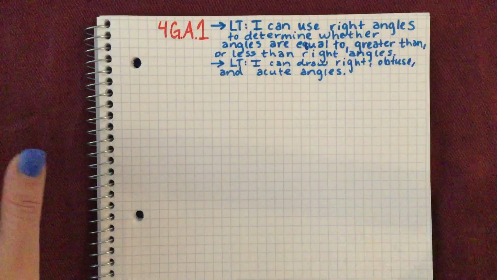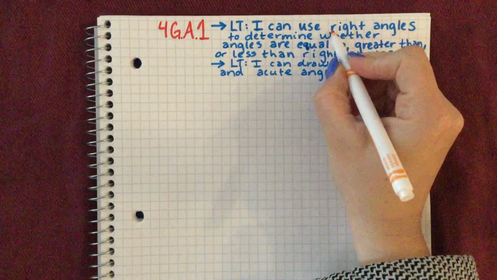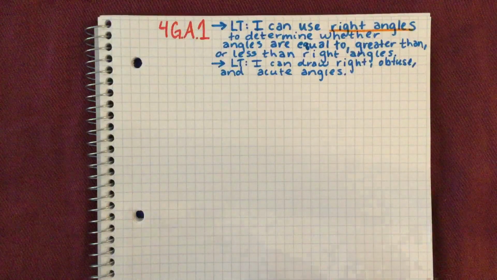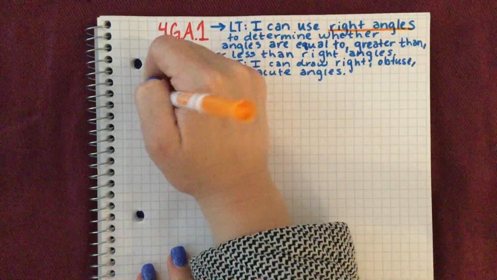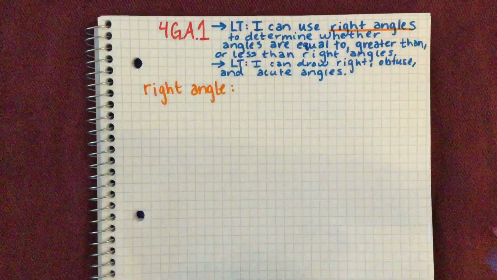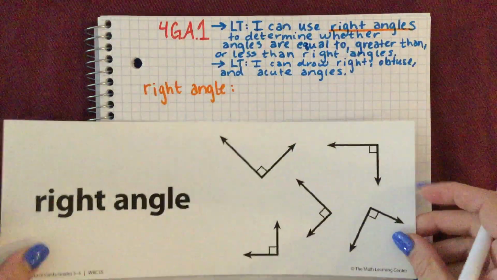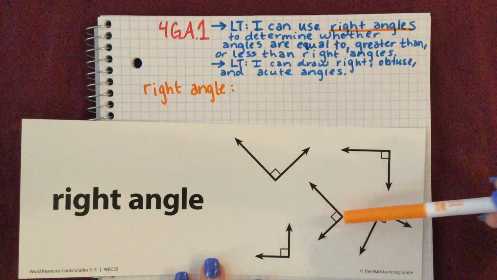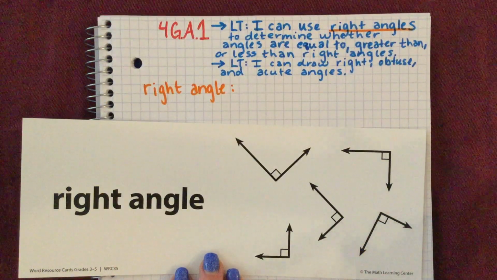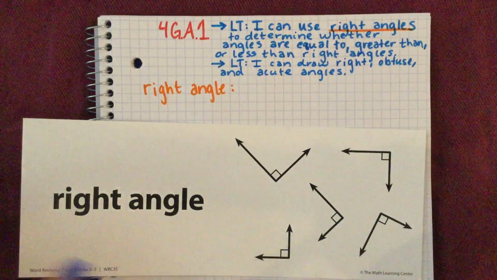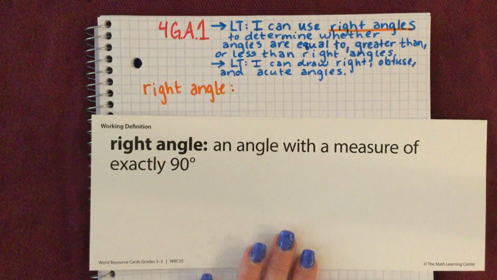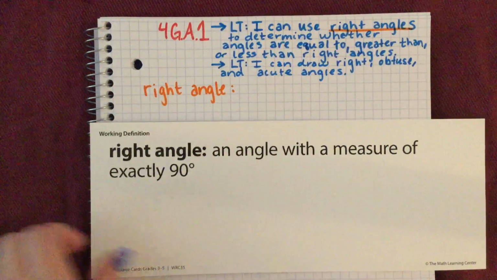All right, so we are going to work on using right angles to determine whether angles are equal to, greater than, or less than right angles. So let's start with our definition. What is a right angle? And here's some images of right angles, and you can see they all look really similar depending on how they've been turned, which direction they're facing. They all still have something really similar in common. And a right angle is an angle with a measure of exactly 90 degrees.